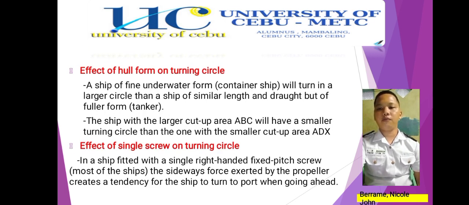Effect of hull form on turning circle. A ship of fine underwater lines, like a container ship, will turn in a larger circle than a ship of similar length and breadth but a fuller form. The ship with a larger cut-up area will have a smaller turning circle than one with a smaller cut-up area.